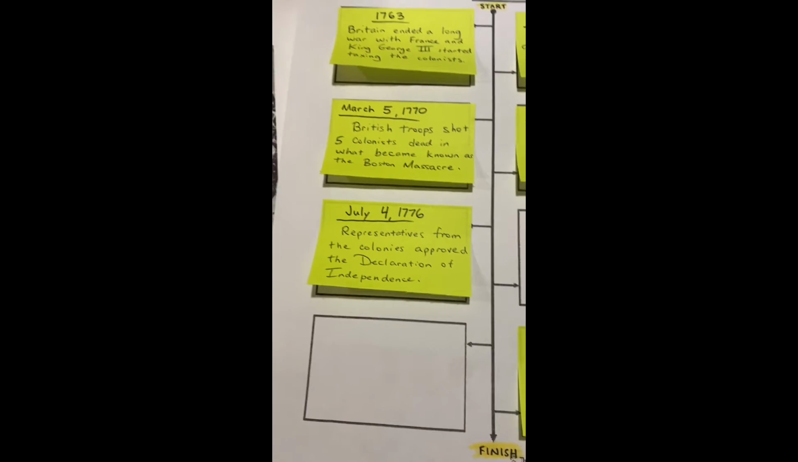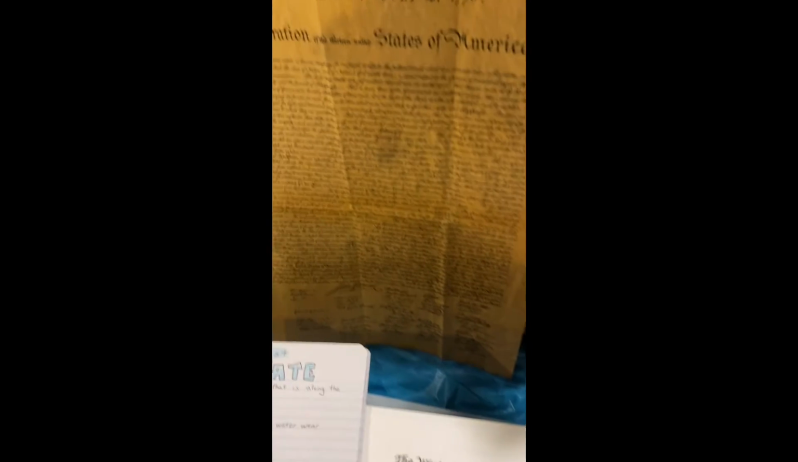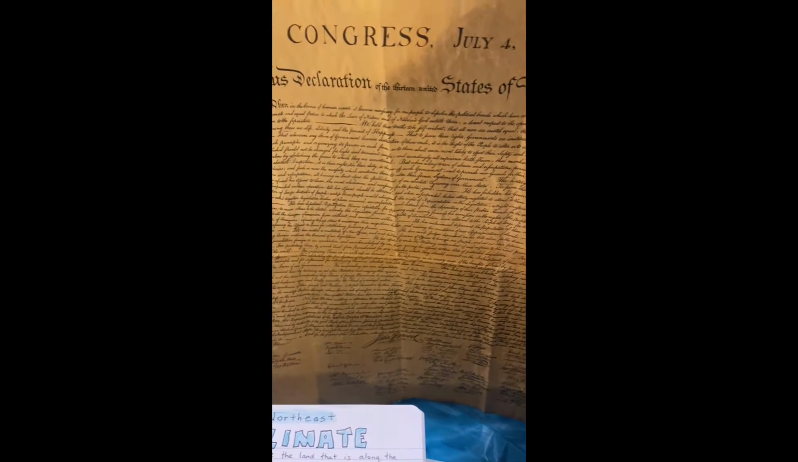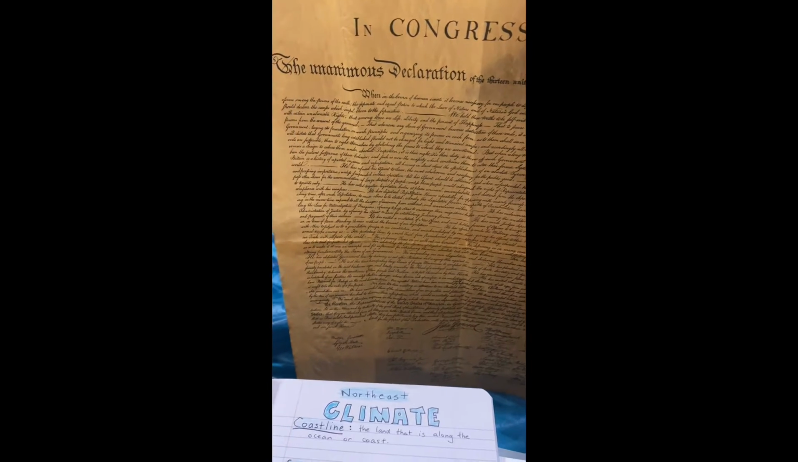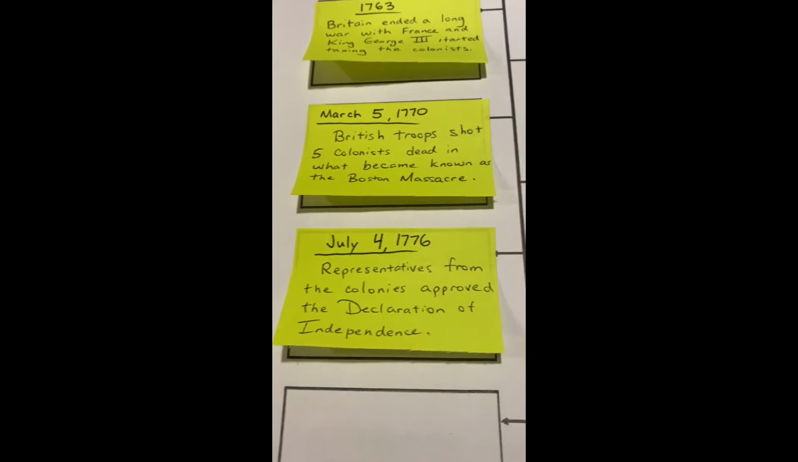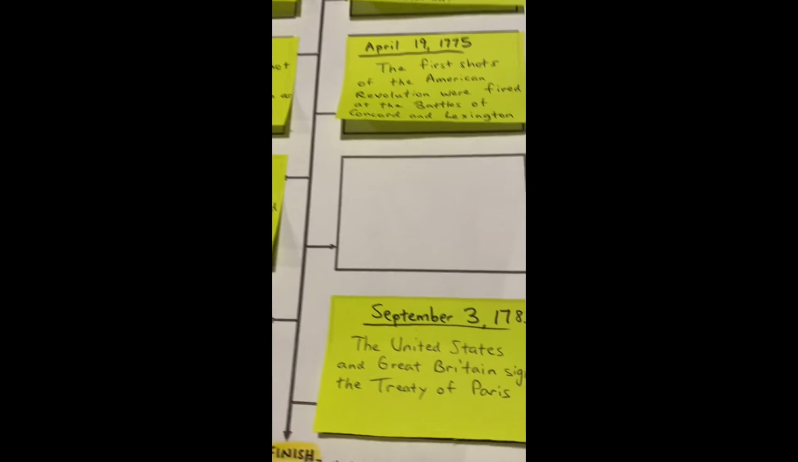So we declared our independence, that's that Declaration of Independence, from Great Britain. We declared it to the world. We declared it to England. We declared it to everybody that we wanted to become our own free country. But there was a long time between that and when we actually did become our own free country.